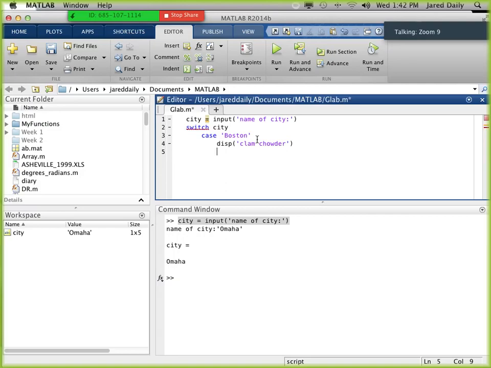And then I have another case. Let's say my next case is Omaha. Then I might display steak. Then I might do a new case. What city should I choose next? San Francisco?